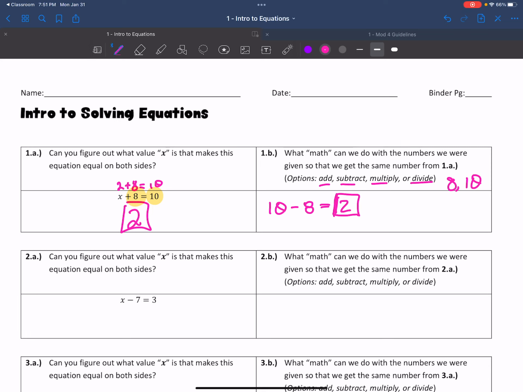Now I want you to take a hot second here and notice that here we had a plus 8, here we had a 10, and we started with that number we equaled to.